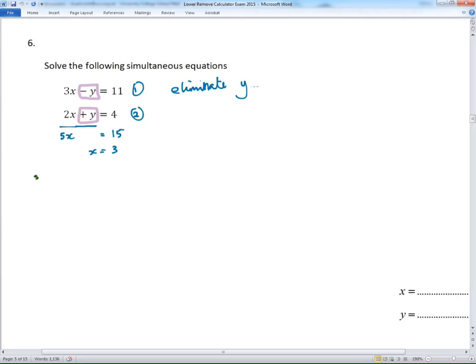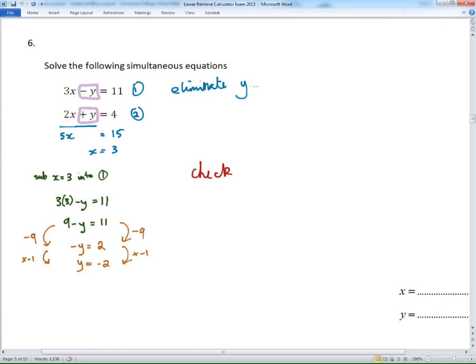Since we know x is equal to 3, we can sub x equals 3 into one of the other equations. In this case, we're going to sub it into equation 1. So we have 3x, and we know that x is 3, so it's 3 times by 3. Subtract y equals 11. 3 times by 3 is 9. Subtract y is 11. And so we make y the subject. We can subtract 9 from both sides, leaving us with minus y is equal to 2. And then to make y the subject there, you can just times both sides by negative 1.